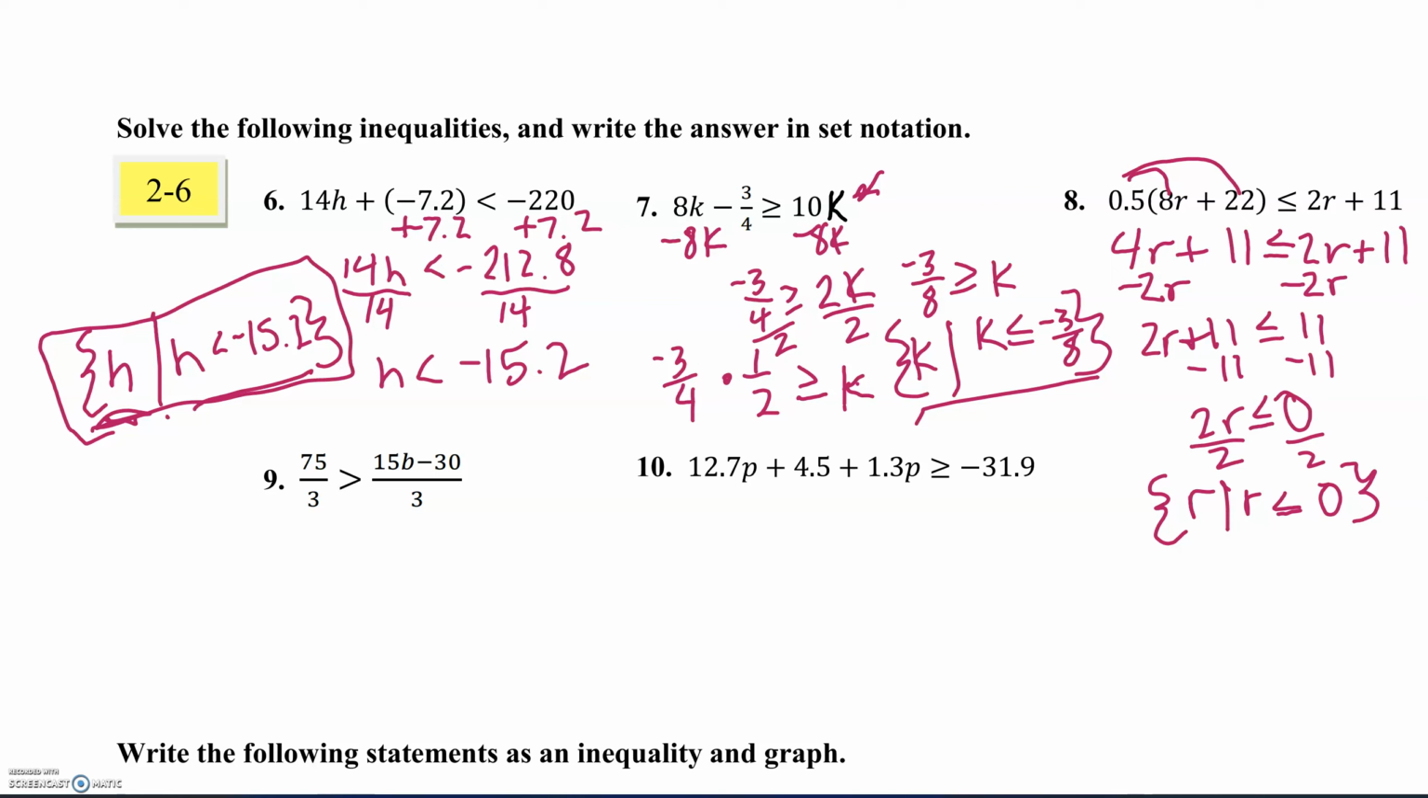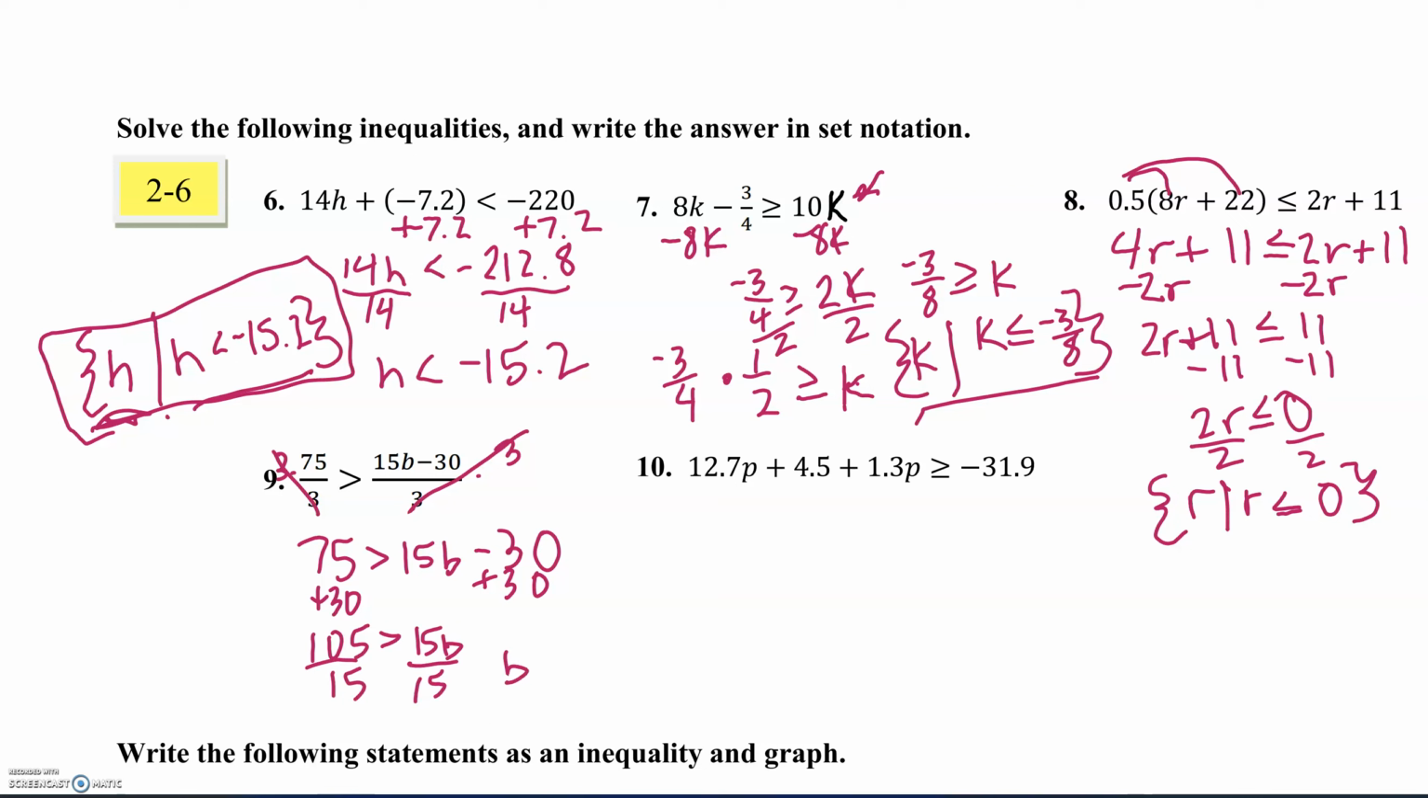Number 9. On number 9, we have a 3 on both sides. So I'm just going to go ahead and get rid of that by timesing by 3. Those cancel or become 1. 75 now is greater than 15b minus 30. There's a couple of different ways you could do that. You could divide each thing by 3. But I just got rid of the 3's altogether. I'm going to add 30 to both sides. And I get 105 is greater than 15b. Divide by 15. And b, so I'm going to write it the other way.